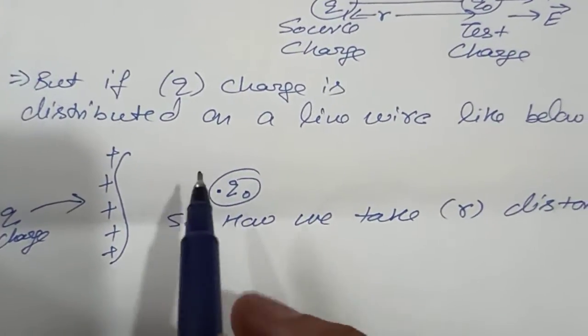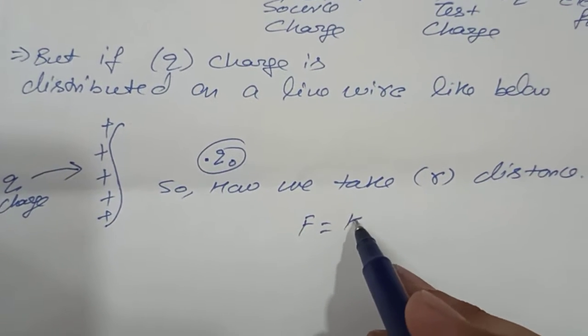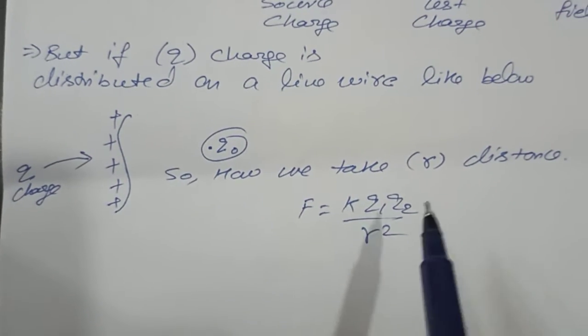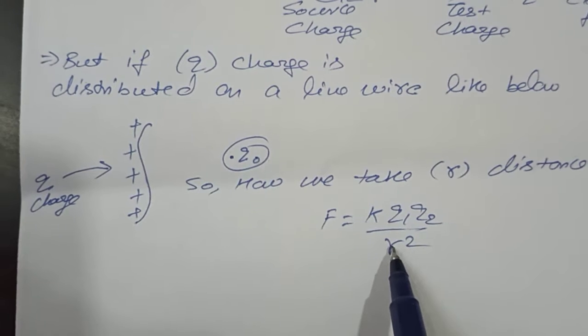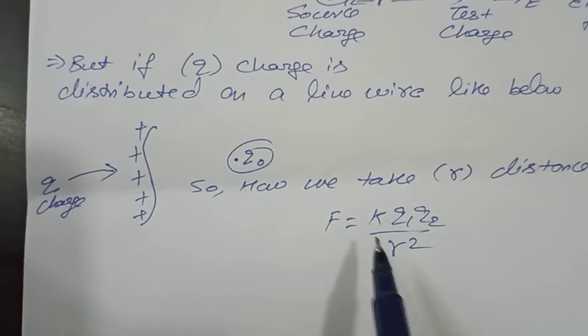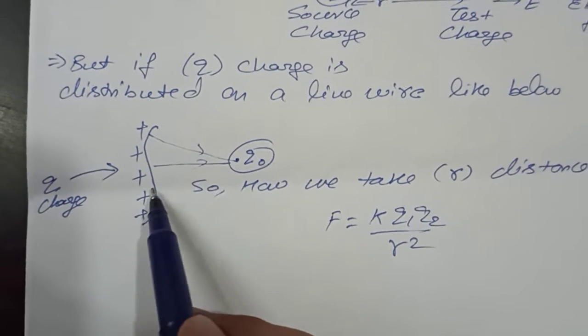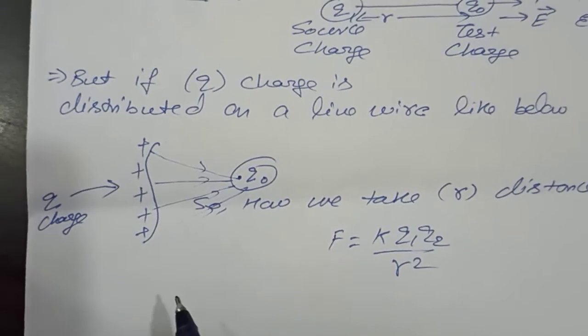Your mind says that the formula is the same as for electric force, that is K Q1 Q2 upon R square. So K, Q1 is Q, Q2 is Q0. What is R? How do we calculate the R? Whether we use this R, this R, this R, this R, we don't know. All the R are different.